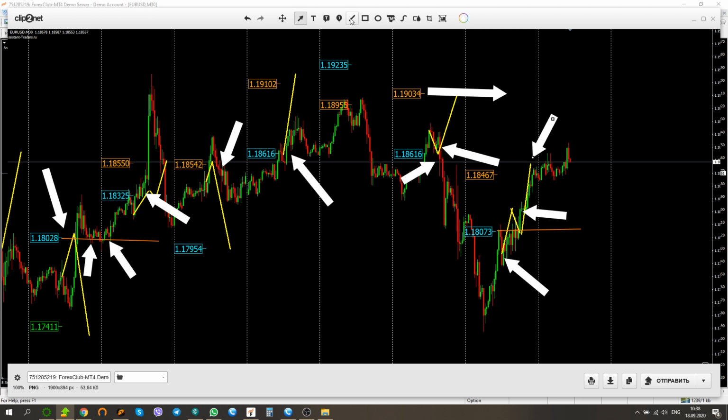I will give you a couple of examples showing how I do it in this case. For example, if I were buying here, I would have put my stop loss somewhere here.